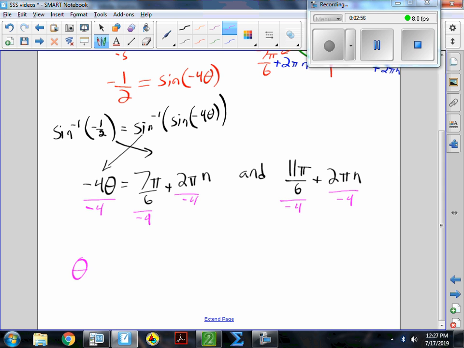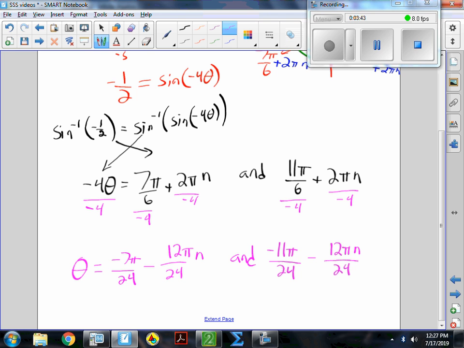So theta is going to equal negative 7 pi over 24 plus or minus 2 pi n over 4, but we'll put that in terms of 24. So 4 times 6 is 24. So 2 pi over 4 is pi over 2. Same thing as 12 pi over 24. So negative 7 pi over 24 minus 12 pi n over 24. And negative 11 pi over 24 minus 12 pi n over 24.